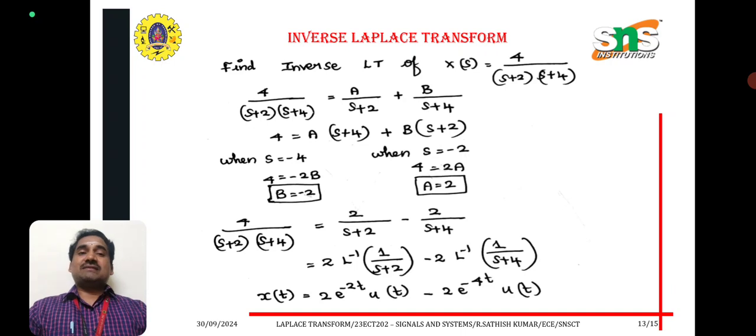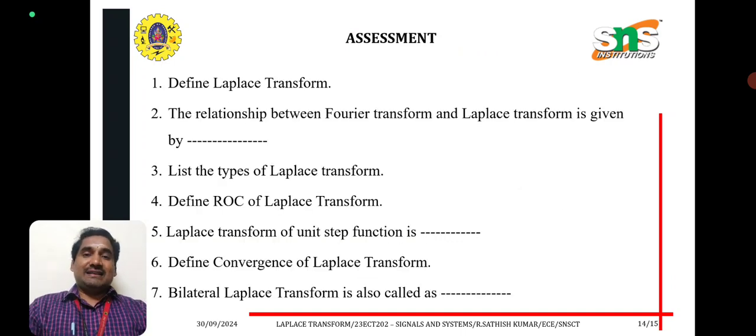Find the inverse Laplace transform of X of s is equal to 4 divided by s plus 2 into s plus 4, which is A by s plus 2 plus B by s plus 4. Now we substitute s is equal to minus 4, we get B is equal to minus 2. s is equal to minus 2, we get A is equal to 2. Now substituting in the above equation, 2 by s plus 2 minus 2 divided by s plus 4. Now we apply the inverse Laplace transform, and we get the result x of t is equal to 2 into e power minus 2t into u of t minus 2 into e power minus 4t into u of t.